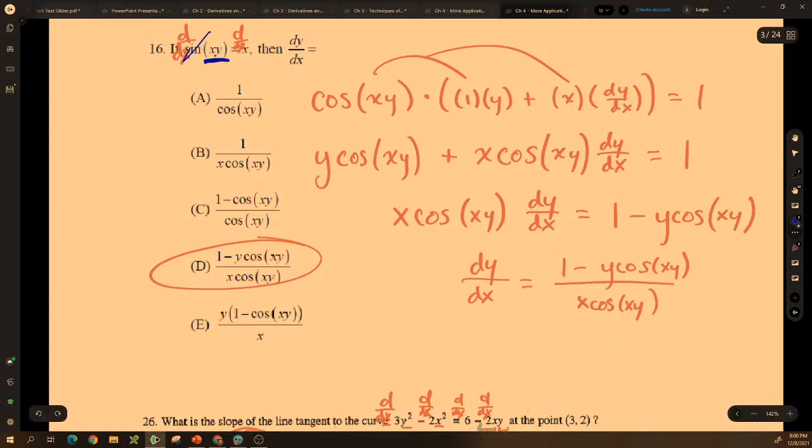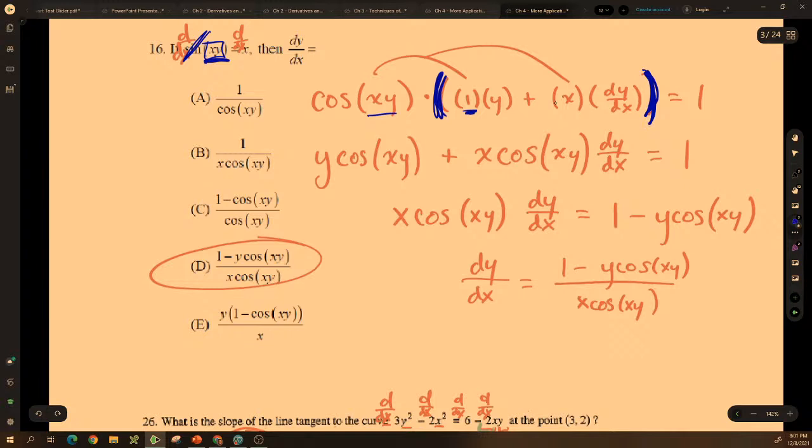The outside is sine, derivative of sine is cosine. We leave xy alone. And we multiply, this is the key, when we multiply by this box, it's product rule, but we need to have this in a big parentheses because it's going to distribute to both parts of the product. So the derivative of x is 1. We leave y alone. Then plus x we're going to leave alone. And then dy dx is the derivative of y. It's 1 dy dx, right?